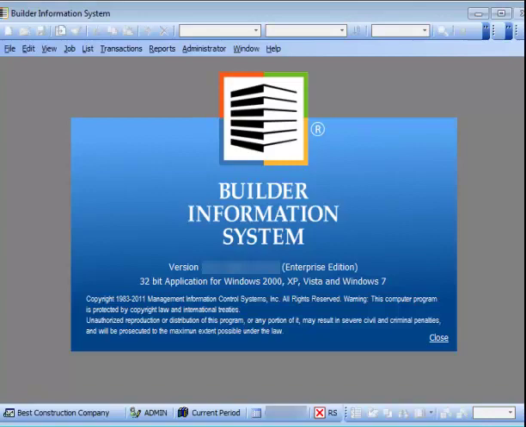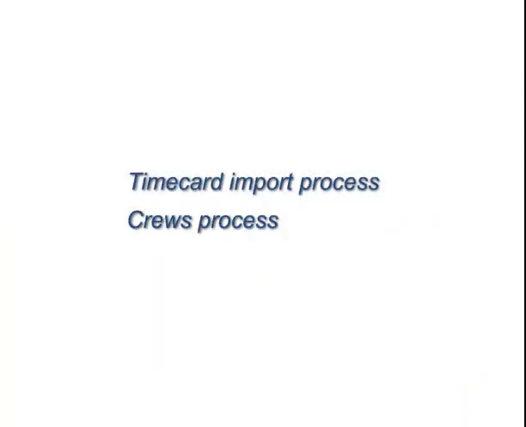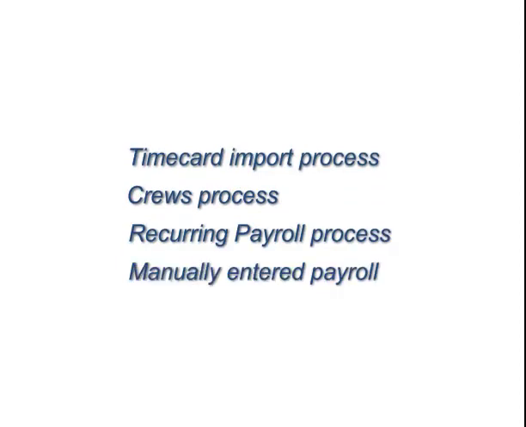There are several methods that may be used to enter the information into payroll hours and adjustments, including the time card import process, the crew process, recurring payroll, as well as manually entering the information into the payroll hours and adjustments form. Note that each method may be used solely or in tandem with any of the other methods if necessary. This tutorial will focus on entering the information manually for learning purposes.